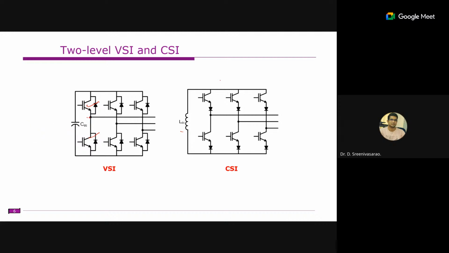Or else we can analyze it in a different manner. Let us assume this is VDC. This is the A phase, and this is the DC link or negative bus. If you measure the voltage VAN, when the top switch is on you will get VDC, and if the bottom switch is on you will get zero voltage. So you are getting two levels. That's why it is known as a two-level inverter.